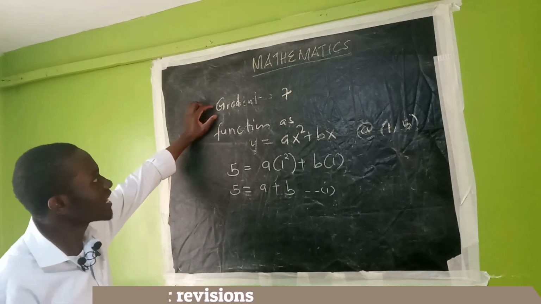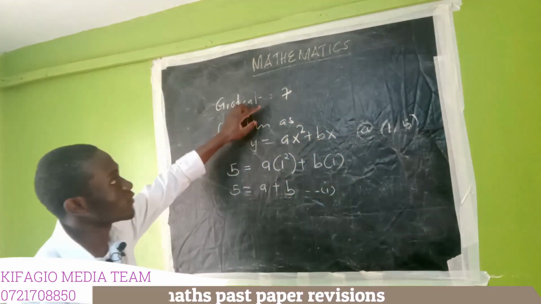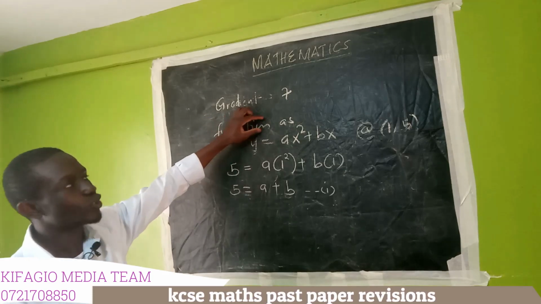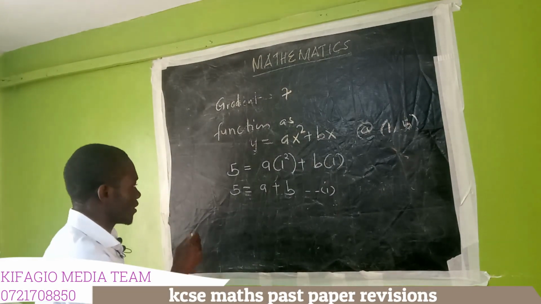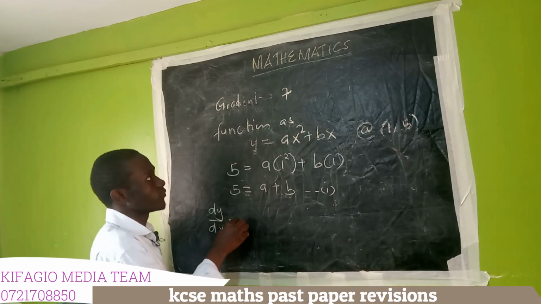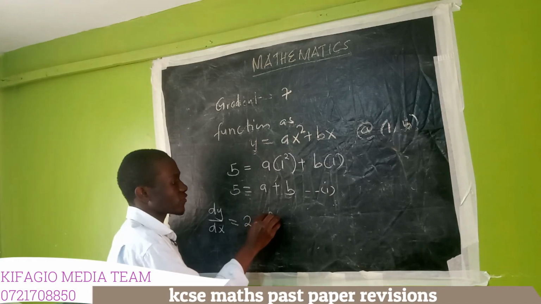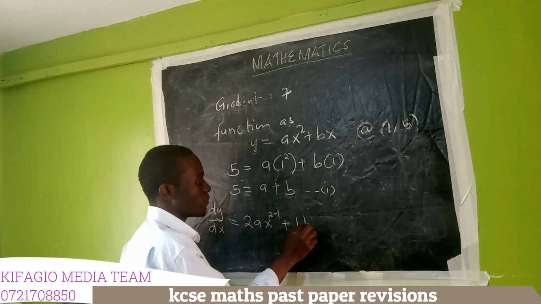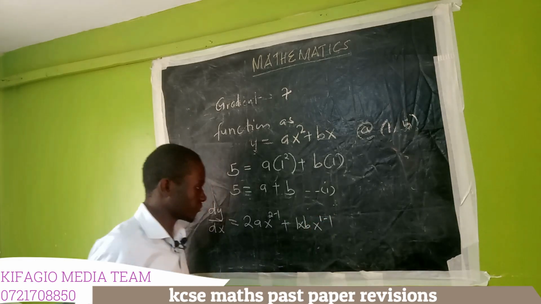Then class, you have been told that the gradient of this particular curve at this particular point is equal to 7. And therefore, you need to differentiate the function of the curve to get the gradient function at this particular point. That is differentiation. By power rule, dy over dx is equal to 2 multiplied by a, then x to the power 2 minus 1, plus we have 1 multiplied by b, multiplied by x to the power 1 minus 1.